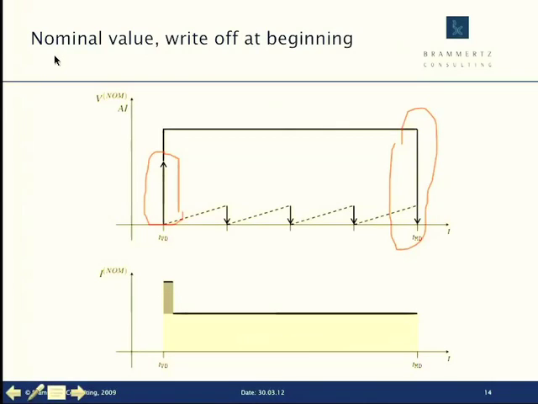And now we are at the bookkeeping rule nominal value. It's also called write-off at beginning. Before, the first example was also nominal value because there was no premium discount at the beginning. So nominal value was always equal to book value, like the nominal value principle assumed there. But here we start with a premium discount of 20, or minus 20 if we go the other direction. So the value is at the beginning 80.